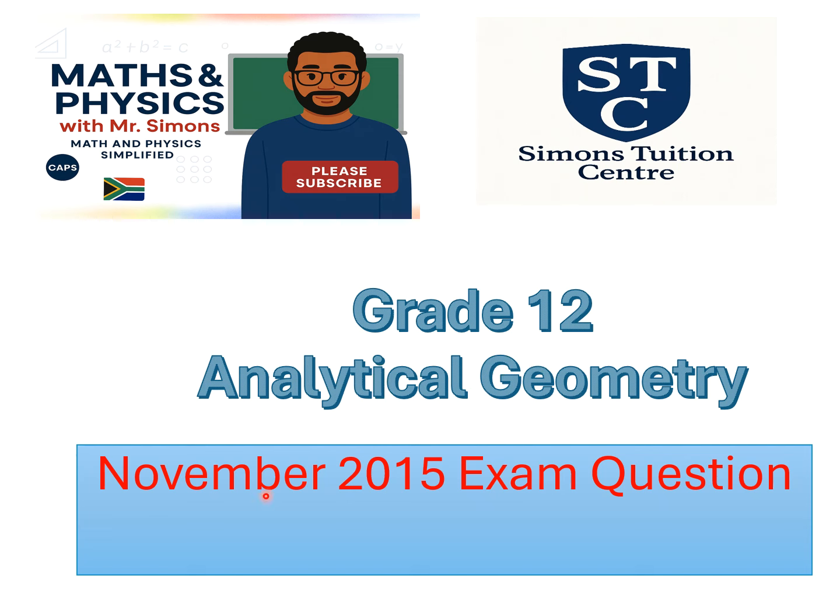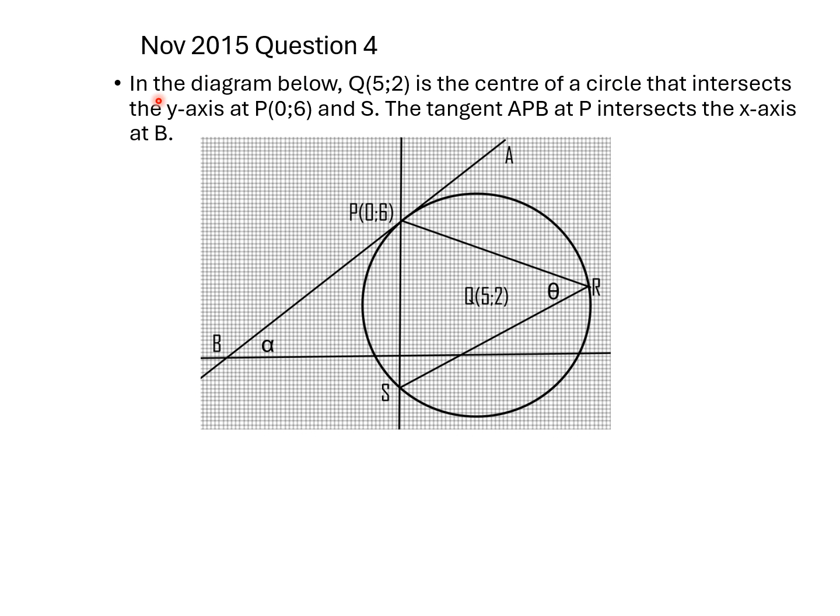We're looking now at the November 2015 exam question, Grade 12. In the diagram below, Q(5; 2) is the center of the circle that intersects the y-axis at P(0; 6) and S. The tangent APB, so APB there is a tangent, intersects the x-axis at B. So that's the information given. Let's look at the questions.